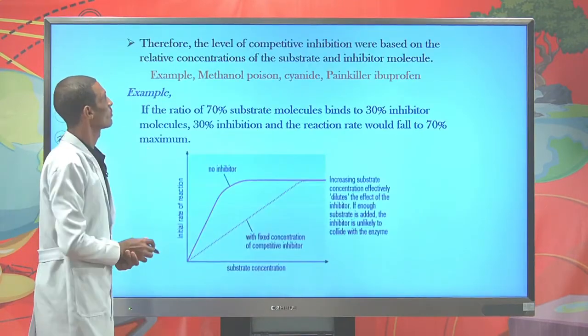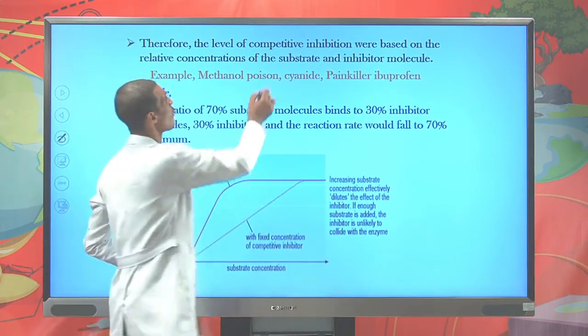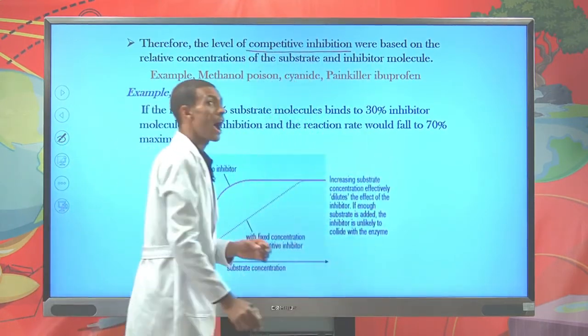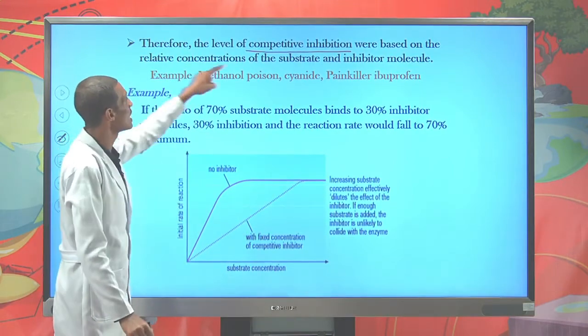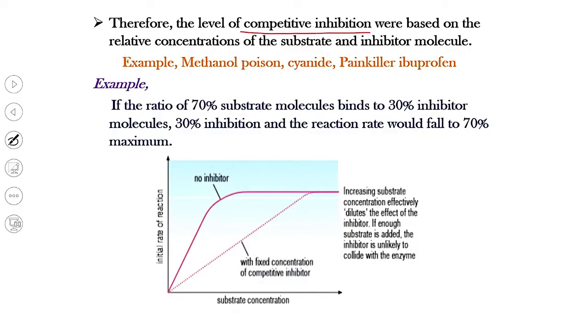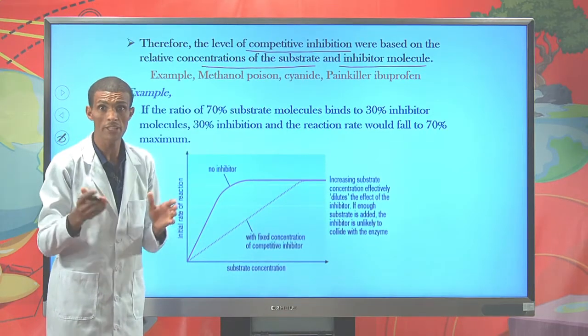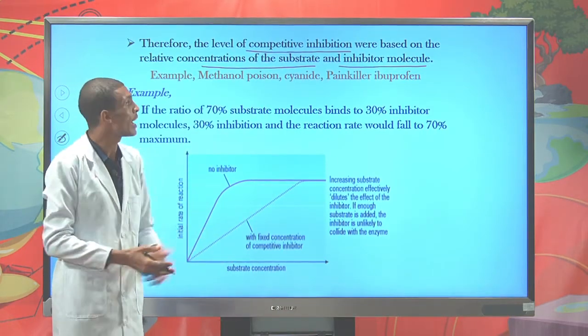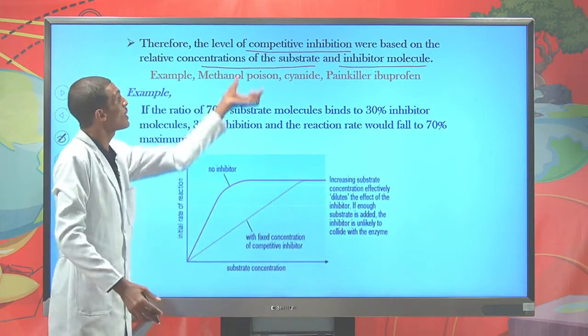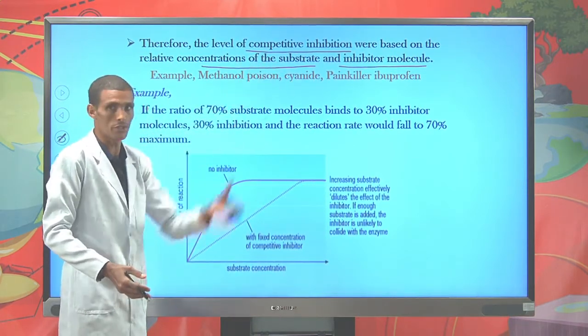So, therefore, the level of competitive reversible inhibition highly depends on the relative concentration of substrate and inhibitor molecules. How fast the reaction runs depends on how much substrate concentration is present in the reaction and how many inhibitor molecules are present. Whether the reaction takes place at a fast rate or a slow rate is based on these two concentrations.